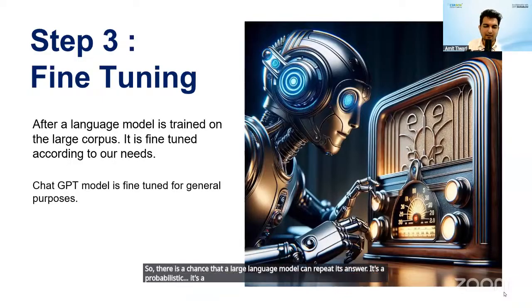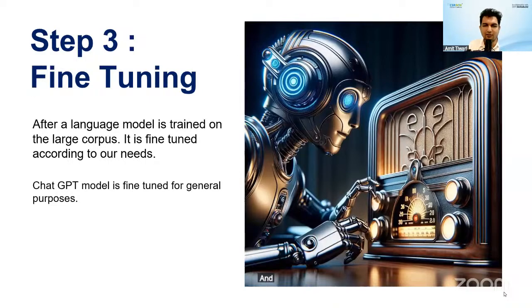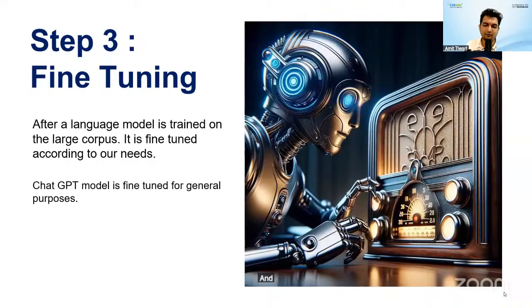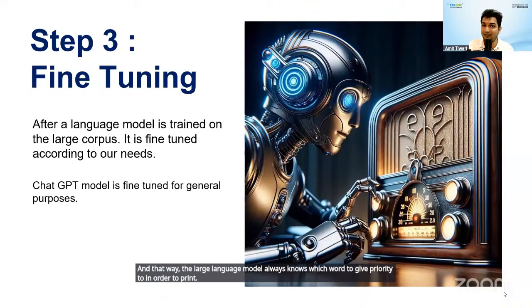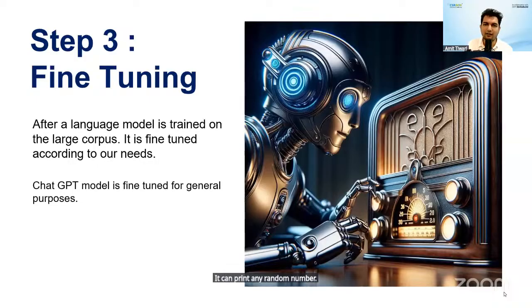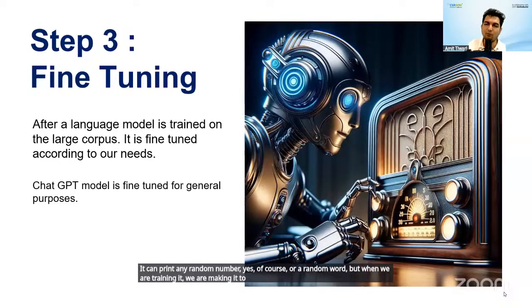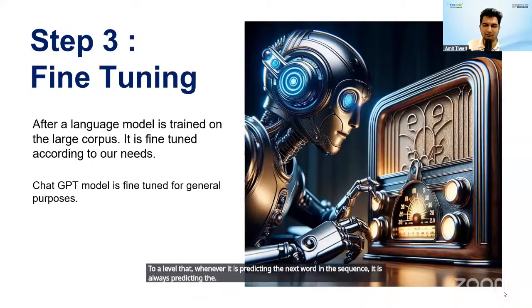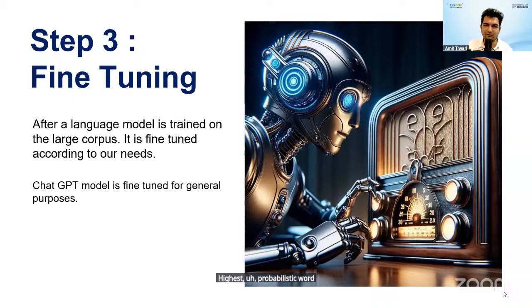It's a probabilistic model, and we are making sure that in this probabilistic model, the word which has the highest probability is the one that gets printed. That way, the large language model always knows which word to give priority to. It can print any random number or a random word, of course. But when we are training it, we make it adjust its probability to a level that whenever it is predicting the next word in the sequence, it is always predicting the highest probability word in the sequence, right?